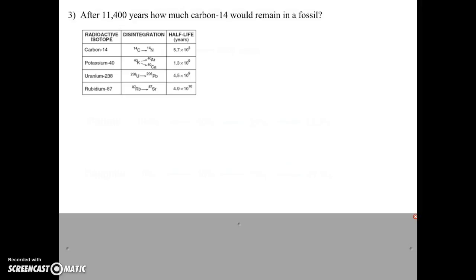Okay, so now they're giving us a longer amount of time, and we have to determine when this fossil died and how much carbon-14 would be remaining. So we know that the half-life for carbon-14 is 5,700 years. That's how long it takes for half of the carbon to decay. We have to figure out how many half-lives would go into this total amount of time.